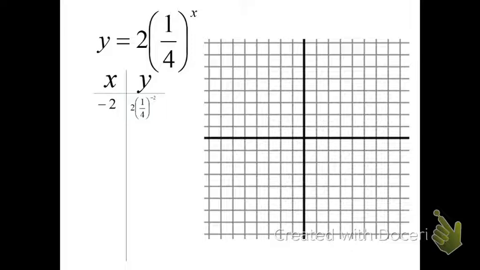2 times 1/4 to the -2nd power. That -2nd power flips it. And when you flip 1/4, you get 4. Then you square it. So what's not shown here is we're going to have 2 times, what's 4 squared? 16. And 2 times 16 gives you 32.